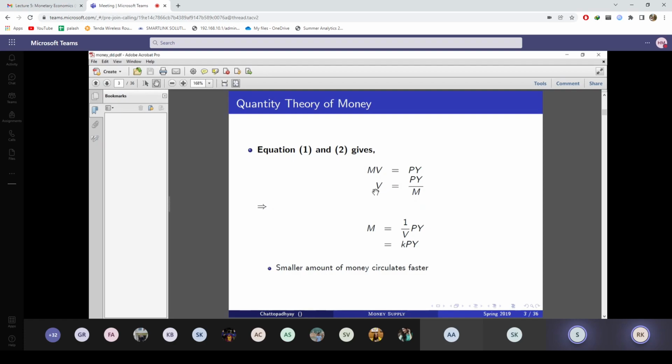So velocity is V equals PY by M. Actually, from this equation, if I divide both sides by V, I get M equals 1 over V times PY, or M equals KPY. So this right hand side is basically my transaction demand for money. This is the amount of money I demand for my transaction purpose. MD is the same amount of money the central bank creates, MS. And that's the money market equilibrium.